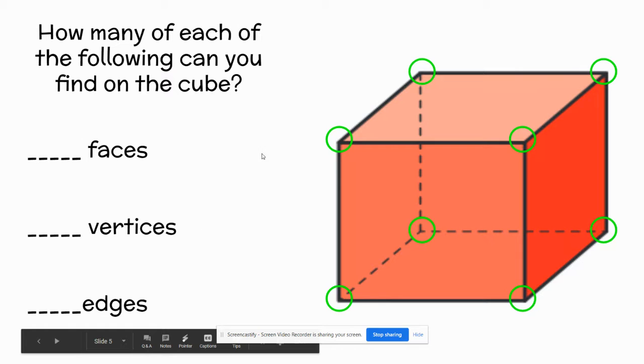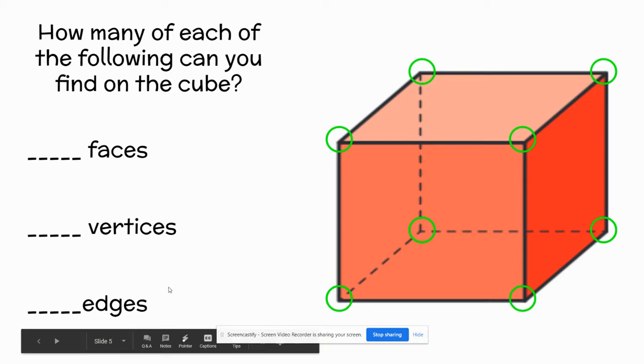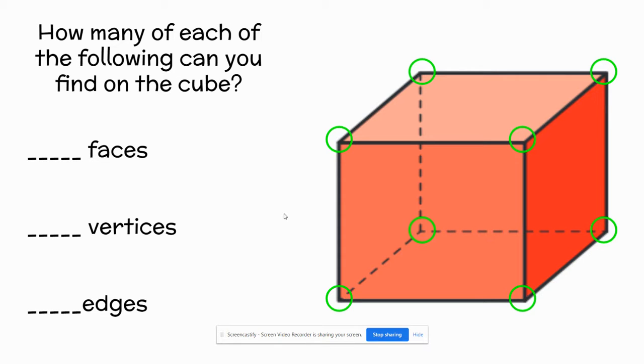And on this last slide, you're going to kind of look at the cube, and you're going to think about how many faces you can count, how many vertices, which is more than one vertex, and how many edges you see. So this is exactly what your math pages are going to be like, and you're actually going to complete them on Google Classroom, and then you're going to turn them in on Google Classroom. And they look just like our math book. They're the exact same pages, so you're very familiar with that.